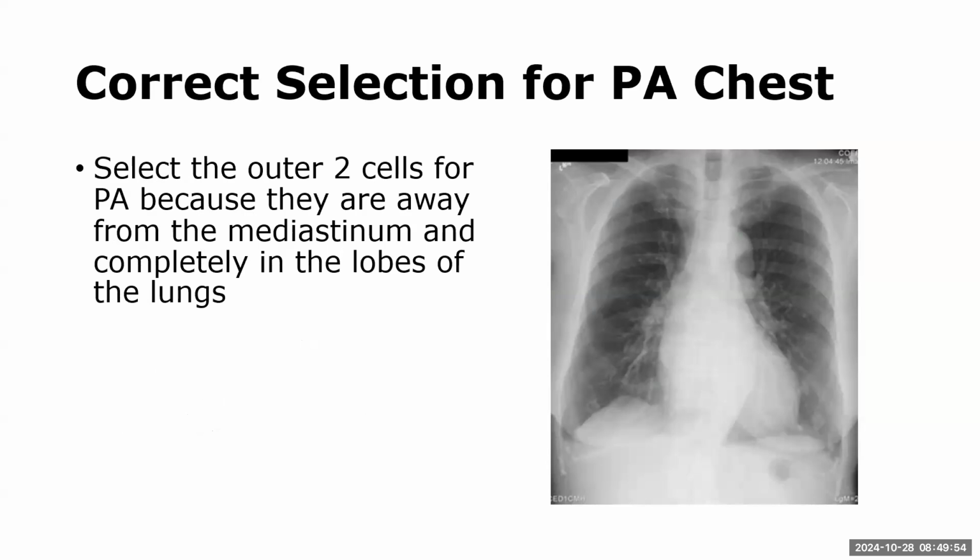Selection of those photocells is vital to making the AEC work correctly. There's a couple of things that we're going to talk about that the AEC gets blamed for that are not the AEC's fault, and this is one of them. You have to select the correct photocells for the part that you're doing. You're going to select the outer two cells for the PA chest because they are away from the mediastinum and completely in the lobes of the lungs. So we want the two outer cells because we want it reading over the lungs for the PA.